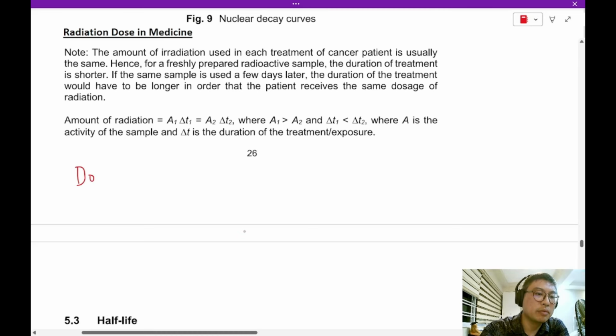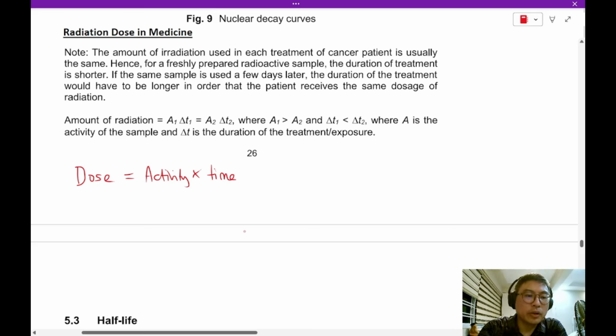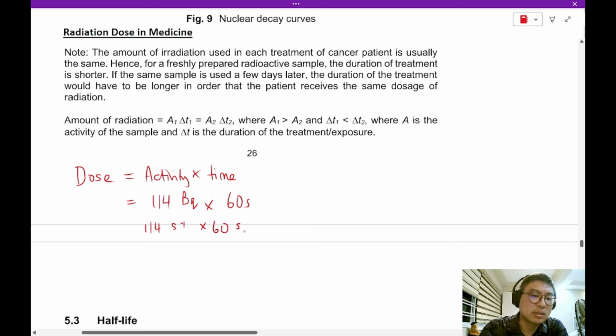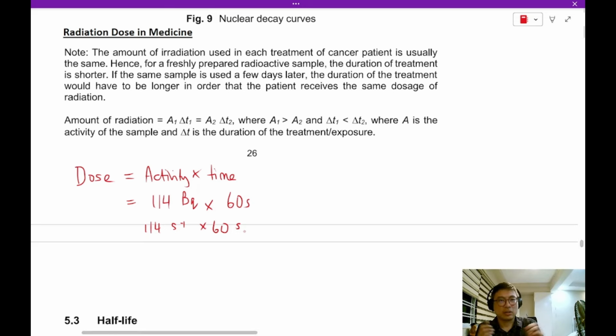Now, roughly speaking, the dose of radiation is given by the activity level of the radioactive substance multiplied by the time of exposure. So for example, let's say your activity level is 114 becquerels, which means 114 per second. Then you multiply it by the time of 60 seconds. So this will be your dose, the number of radioactive rays or particles that you are exposed to.